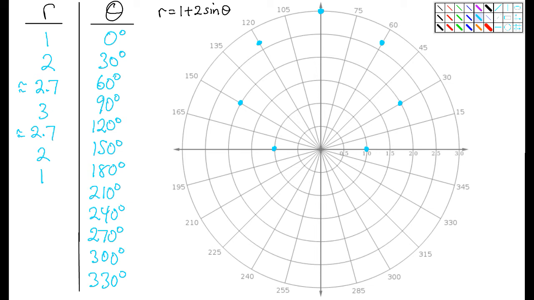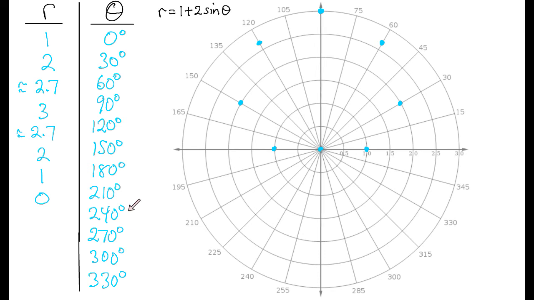And we can see this starting to take shape. I think I have the outer part of the limacon. I don't have the inner loop yet. Okay, so let's keep going. At 210 degrees, sine of theta is minus 1/2, so we get 1 minus 1, which is 0. I'm just going to plot these one at a time, right? So that's right here.